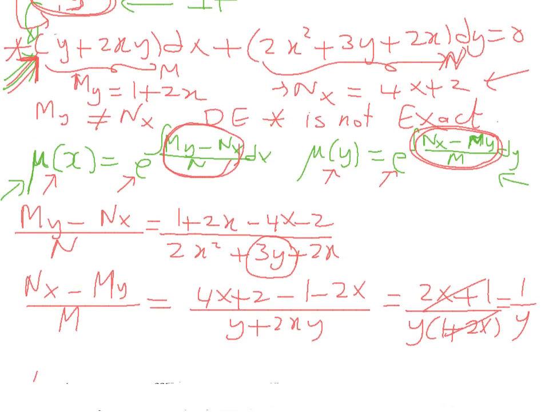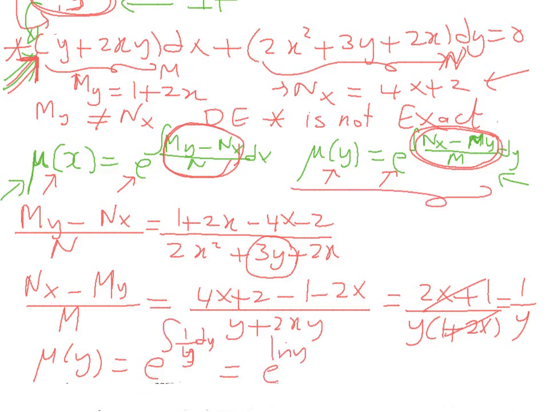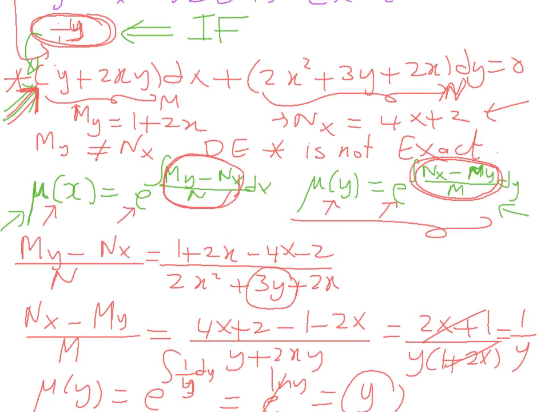So now we can find mu y, which is e to the power of that, so we are going to apply this rule now. Integration of 1 over y dy is equal to e to the power ln y, and it is y. That's the integrating factor we were looking for. Now if we multiply it back, we are going to end up with the previous equation, which was exact, and solve using section 2.3.